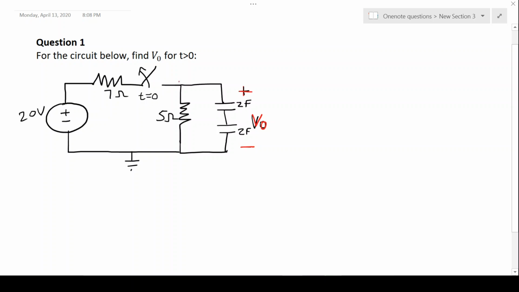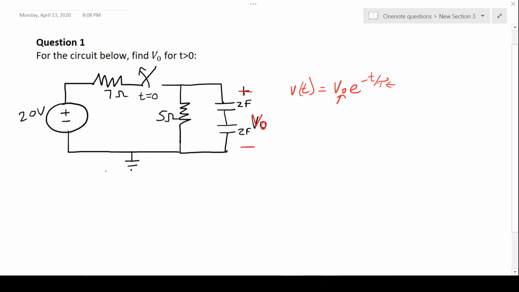The source is disconnected at time t equals 0, so we know that we've got a source-free RC circuit. And with a source-free RC circuit where you've got a capacitor, the voltage response is what we're looking for. So the voltage as a function of time must give us V0 e to the negative t over tau. So we need to get V0 and we need to get tau to be able to solve this problem.